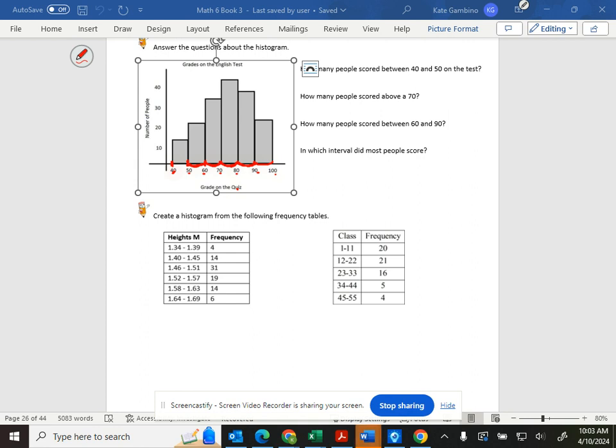So it's a range. They call it an interval. That interval is that range. From 80 to 90 is an interval. From 50 to 60 is an interval.